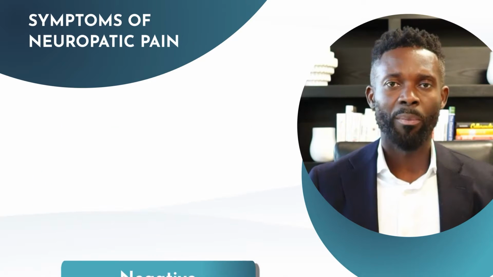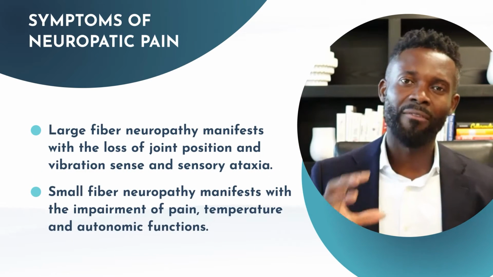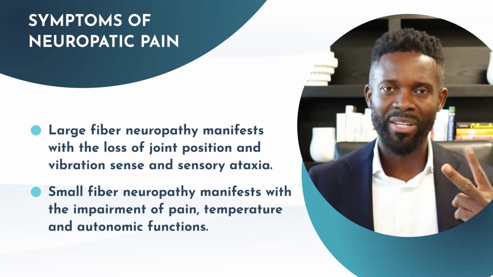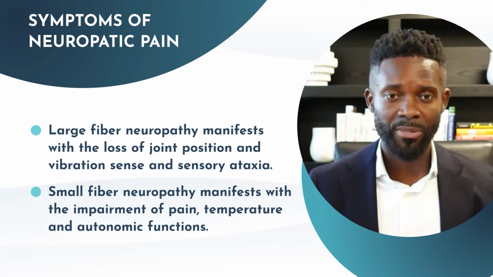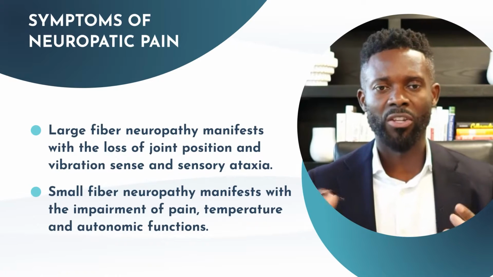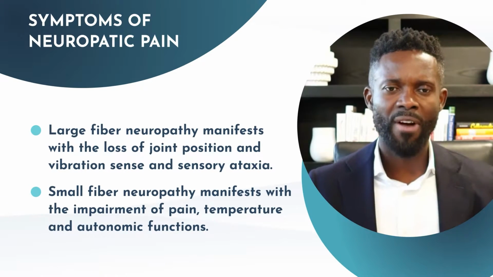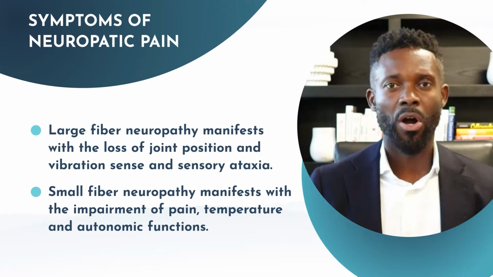And then we also know that when people have neuropathy, when it affects the nerves, you have large fibers and small fibers. We didn't get into all of this as much, but there are two fibers that take information to the brain, the nerves specifically. Large fibers tend to manifest with loss of joint position, as I was talking about, with proprioception. And then small fibers tend to manifest with impairments in pain, temperature, as well as autonomic function.